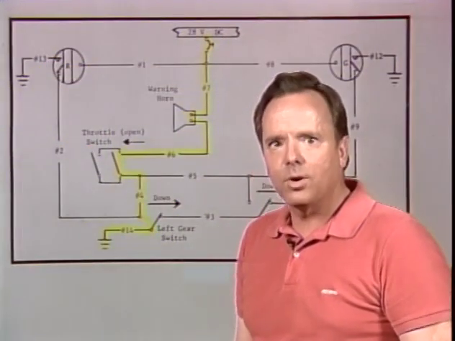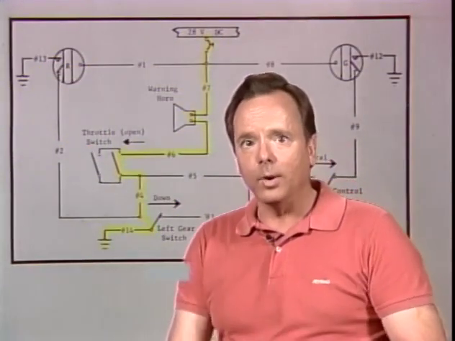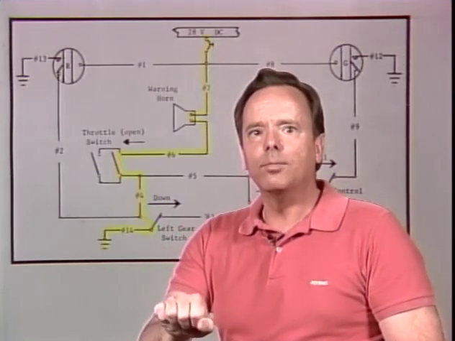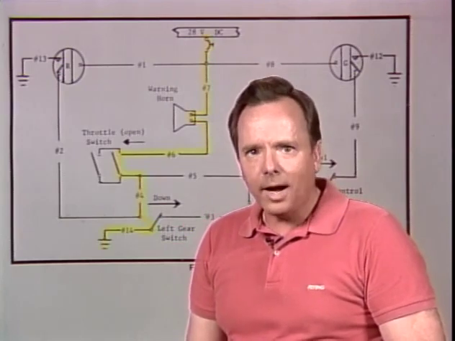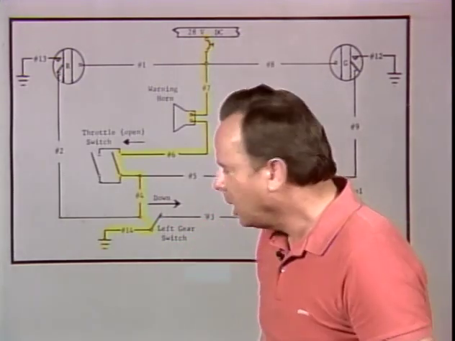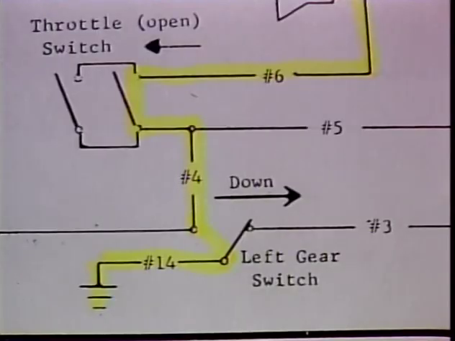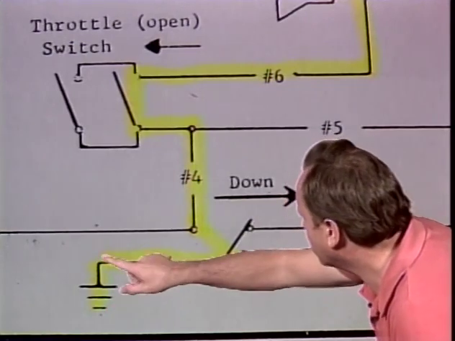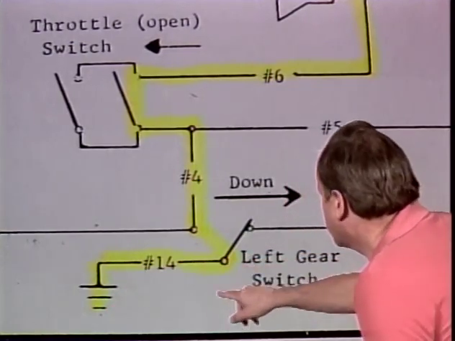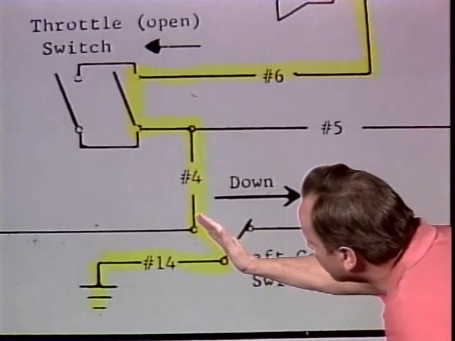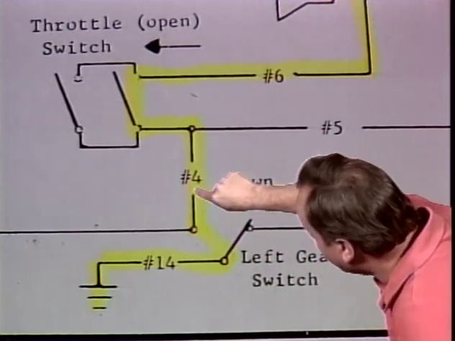And we look at figure 18, and the question is, when the landing gears are up and the throttles are retarded, the warning horn will not sound if you had an open or a break in wire number 4. Well, let's take a look at it. We'll start over here in the lower left-hand corner with the ground, and of course the ground is connected to wire 14, which is connected to the left gear switch. When the gear is in the up position, the switch will be over here. Then you're connected to wire 4.